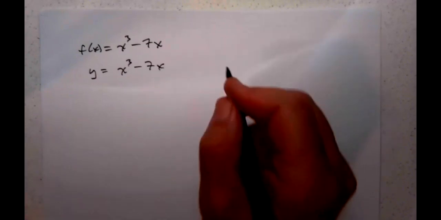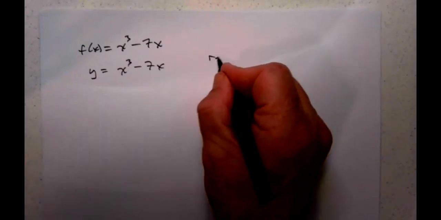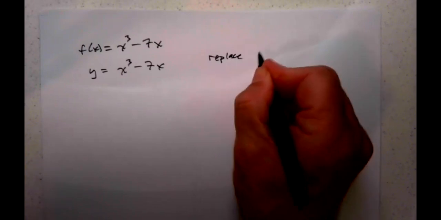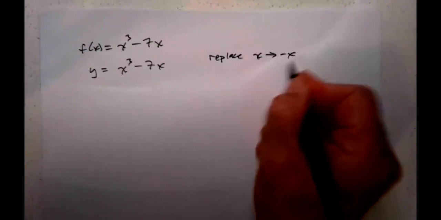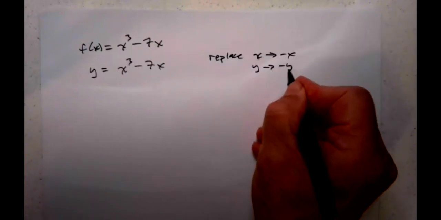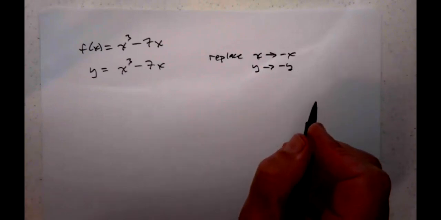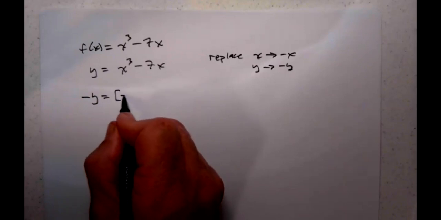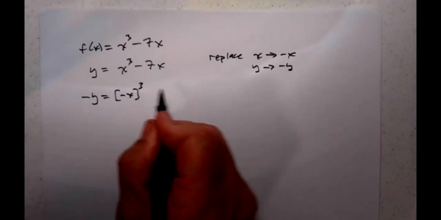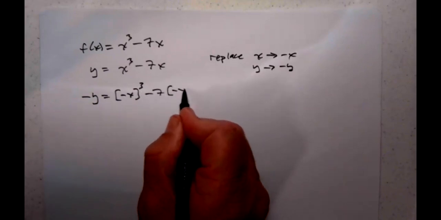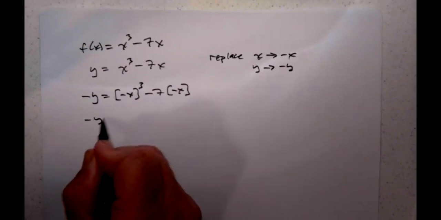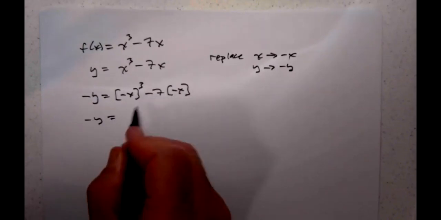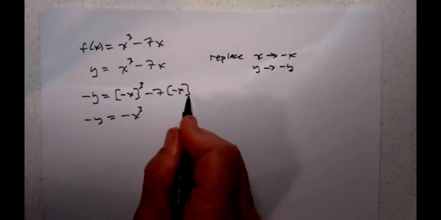And I know that the one I want to test is replace x with negative x and y with negative y. And we hope we get the same equation back. Replace y with negative y gives me negative y. Replace x with negative x. Negative x cubed minus 7 times negative x.